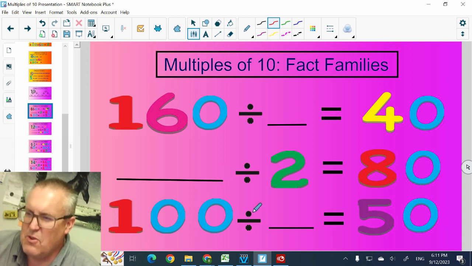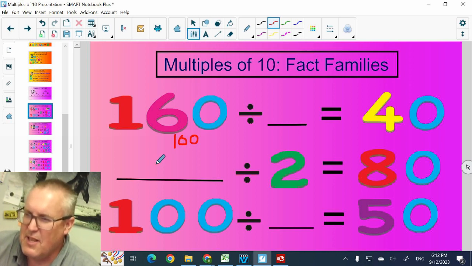Alright, so we've got 100 divided by 50. So let's write out our triangle. The big number's at the top, 100. Actually, pause it and solve it first. Okay, so hopefully you're unpaused.